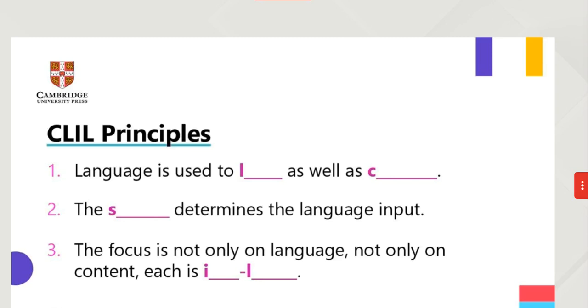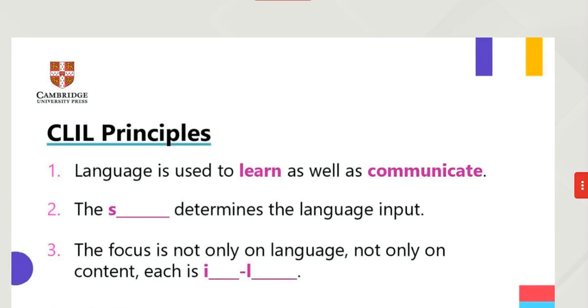So what do you think the missing words are in the first? Learn, yes, well done. Language is used to learn as well as communicate. So they're learning about the subject, they're learning through the language.